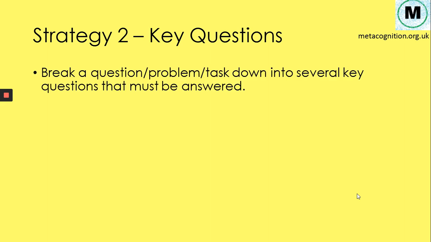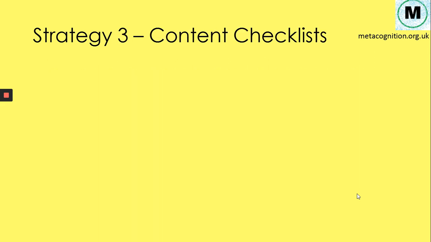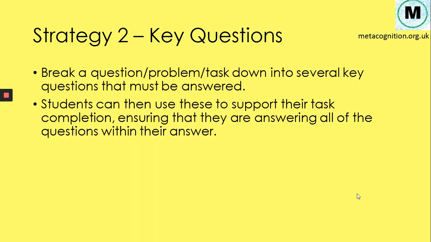Strategy 2 is key questions. Now, often tasks and problem-solving questions include several different questions that need to be answered, especially high-level essay questions. What you can do is break down the task or the problem into these different questions, and then this is your monitoring. Are you answering each of these questions? So write down or break down your task into the multiple questions, and then answer each one by one. And when you've answered each, you know that you are moving towards task completion.